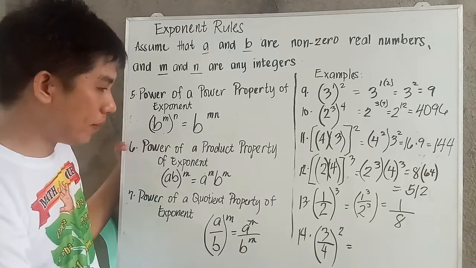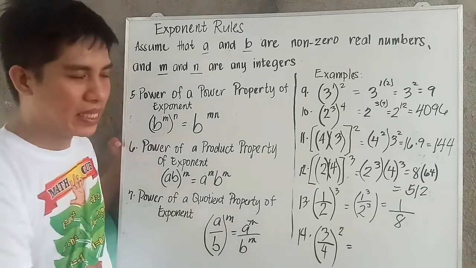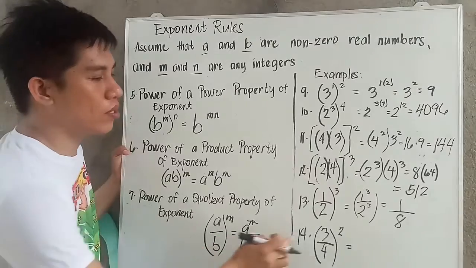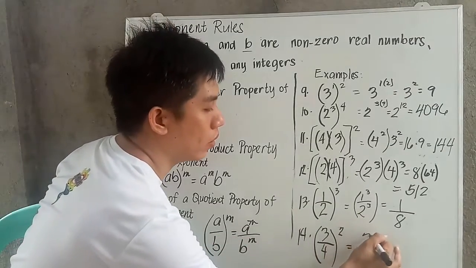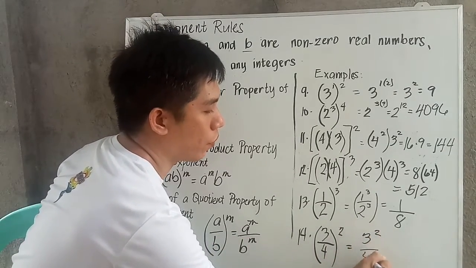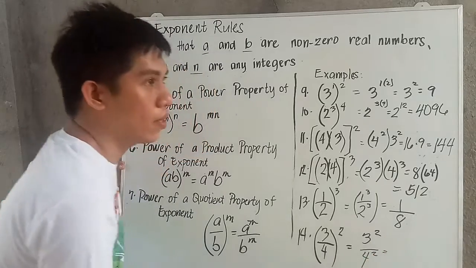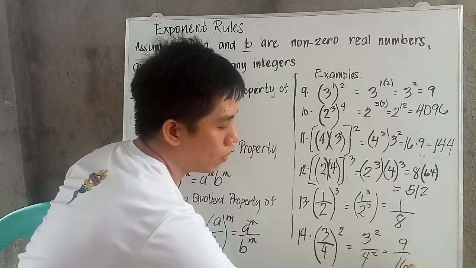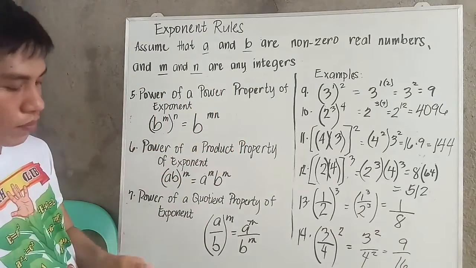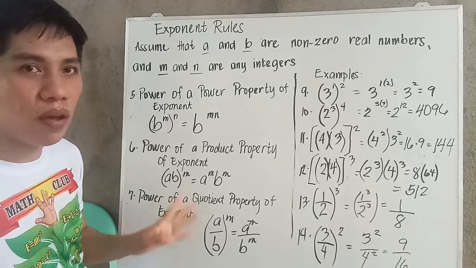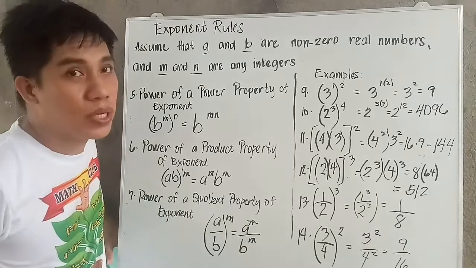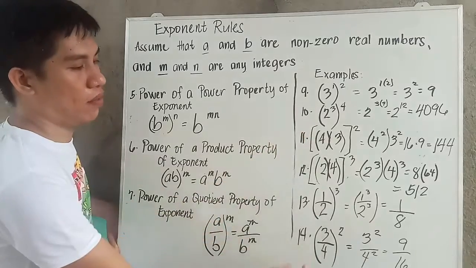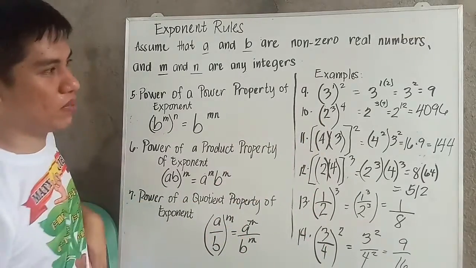So last example, number 14. Same property applies here again. So 3 squared over 4 squared, that is equal to 9 over 16. So those are the rules or the laws under exponents which we can use to solve these kinds of situations or these kinds of problems.